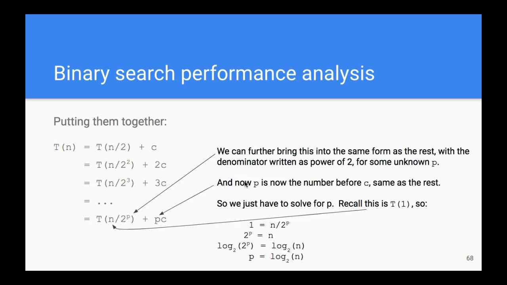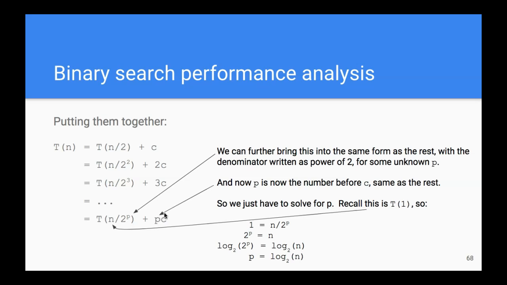P is unknown right now. That's fine, but we can solve it. But also note that just as everything else, this power is the same as the number in front of the C. So P is going to be the number P in front of C. So all that we have to do now is to solve for P.